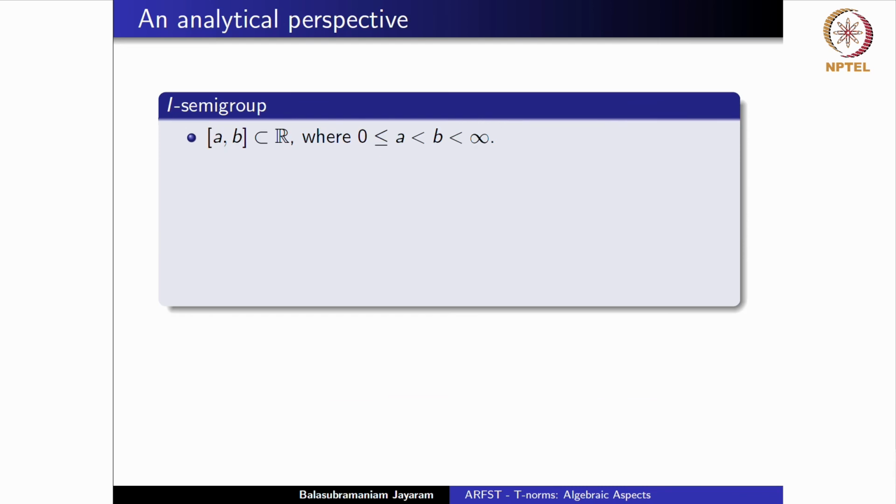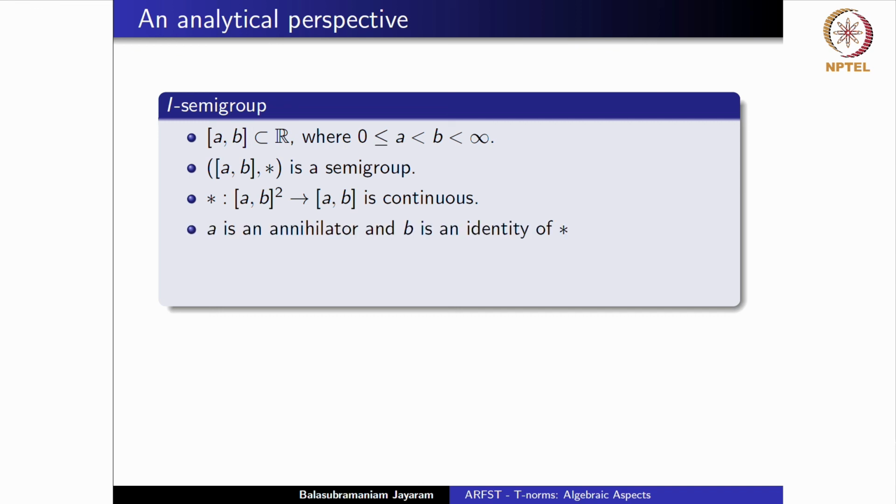Consider a closed subinterval of R, finite, and consider an operation on that which makes it a semigroup. Also, since on R we have the usual metric and topology, let the star be continuous with respect to that topology or metric. Further, in this structure, let the endpoints be such that one of the endpoints is an annihilator and the other is an identity. So either A is an annihilator and B is an identity, or B is an annihilator and A is an identity of star.